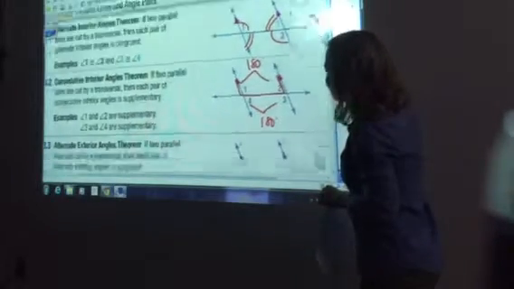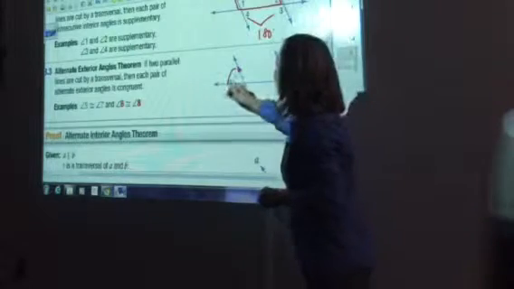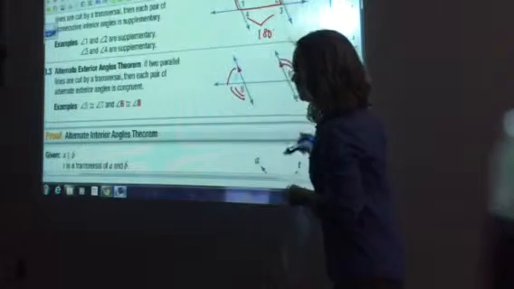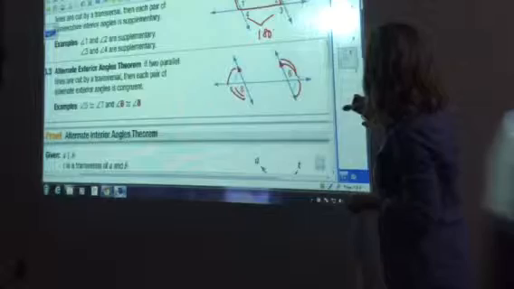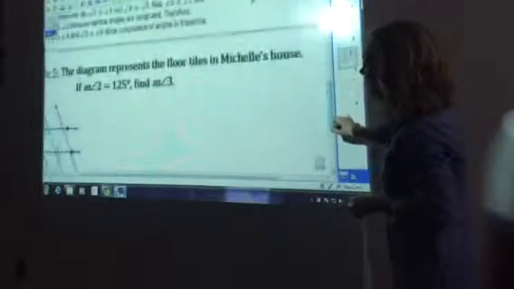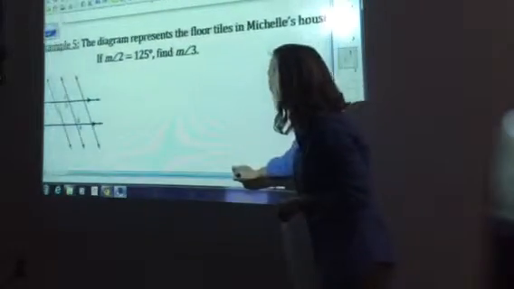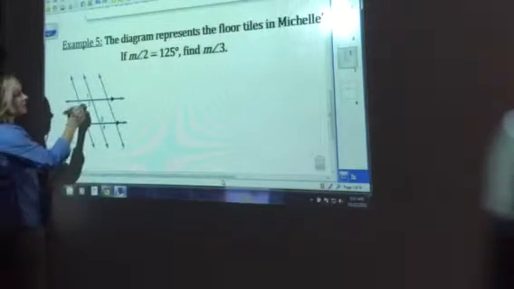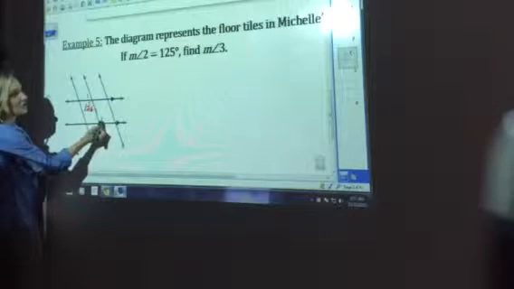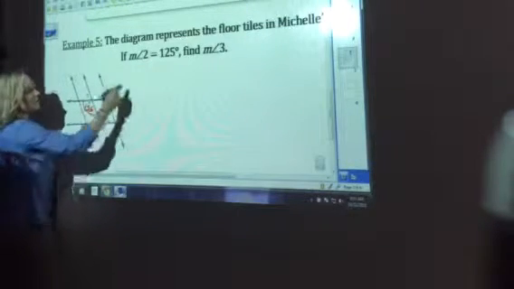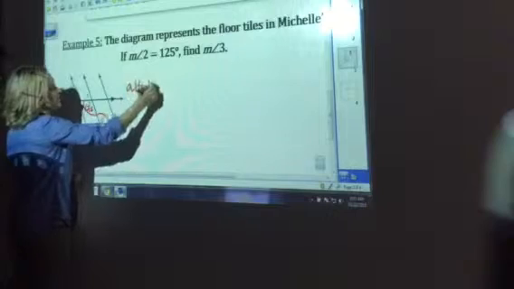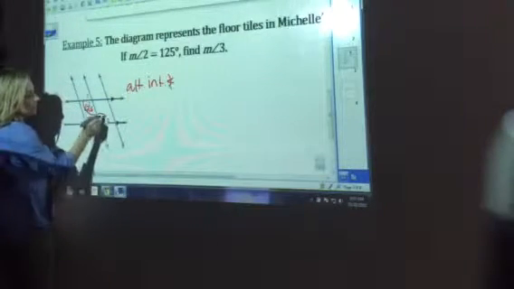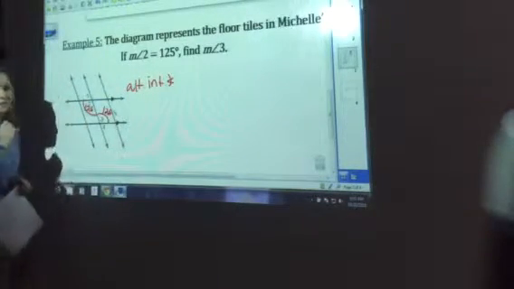If they are alternate exterior angles, they are also going to be congruent to each other. So 5 and 7 are congruent, and 6 and 8 are also congruent. Okay? All right, looking at this diagram right here, it says the measure of angle 2 is 125 degrees. What's the measure of angle 3? Remember, their relationship is that they are alternate interior angles.